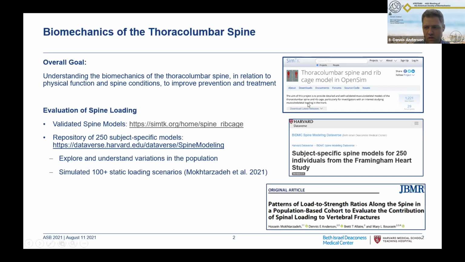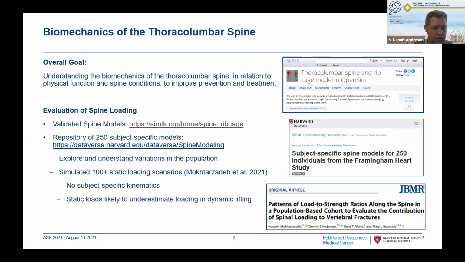We recently used this group of models to examine which of more than 100 static loading scenarios produced the largest loads in various regions of the spine. However, there are some definite limitations to what we did there, in particular that it involved no subject-specific kinematics, and that we know static loads are likely to underestimate loading in a dynamic lifting task. Thus, the aim of the current study was to examine spine loading in static versus dynamic lifting using measured kinematics and subject-specific models.